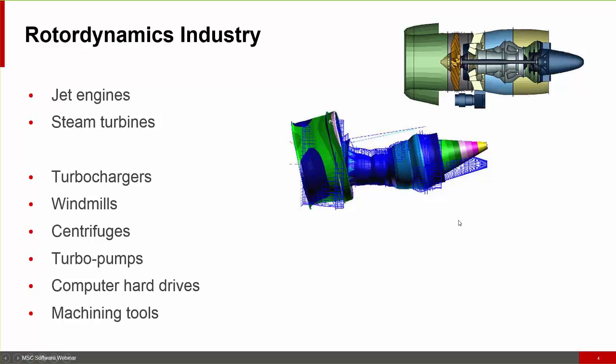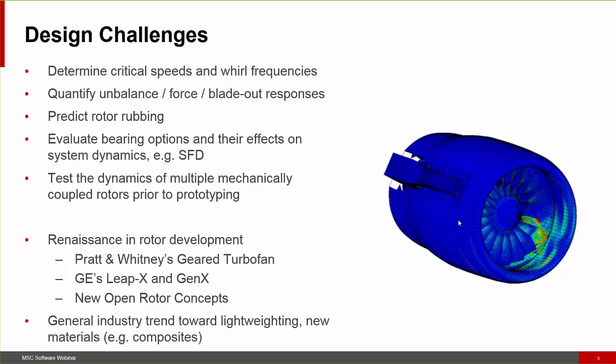Interestingly, rotordynamics analysis has quite a bit of history, but there are some intricacies, and we'll go through those. But before then, let's talk a little bit about the design challenges. Typically, people will look for critical speeds and whirl frequencies. They will want to quantify unbalanced loads or forced harmonic loads on systems, things such as what happens after blade out. So I guess in this case we're talking about a linear blade out response.